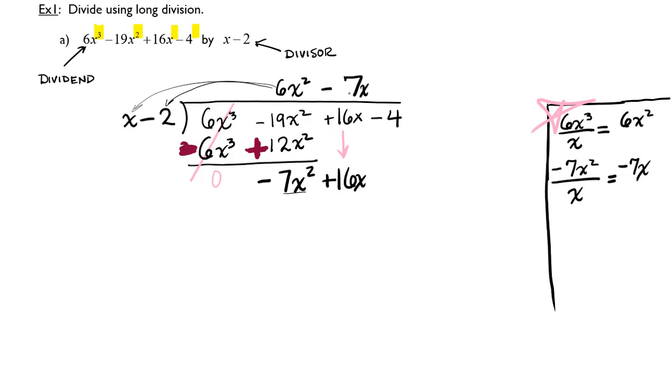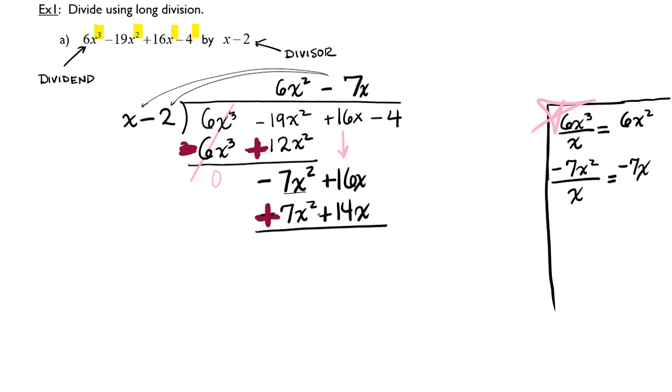and I multiply it now to each term in my divisor. Negative 7x times x is negative 7x squared. Then I multiply my negative 7x to negative 2. That gives me a positive 14x. Change my signs. The negative becomes a positive, the positive becomes a negative, and now I add my terms together.